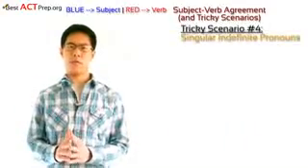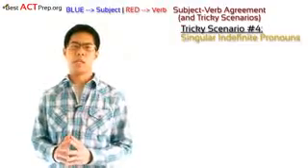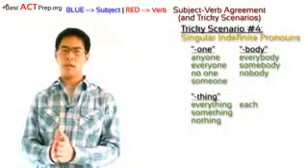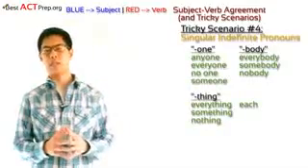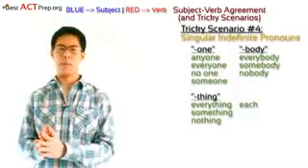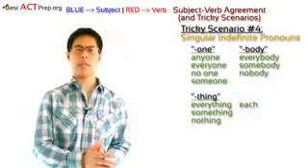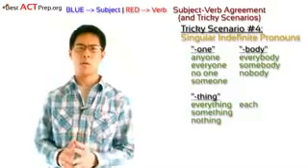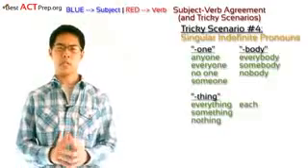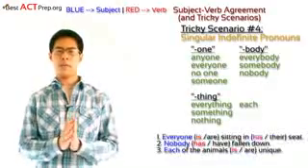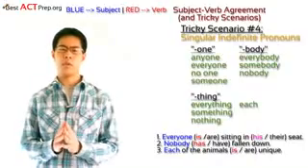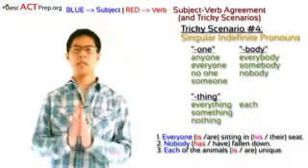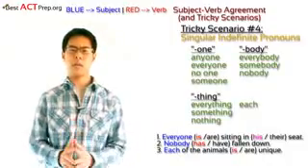Tricky scenario number four. Singular indefinite pronouns. Indefinite pronouns that end in one, such as anyone, everyone, no one, and someone. That end in body, such as everybody, somebody, and nobody. And thing, such as everything, something, and nothing, as well as the word each, are singular and always take singular verbs. For example, we would write the following. Everyone is or are sitting in his or their seat. Nobody has or have fallen down. And finally, each of the animals is or are unique.